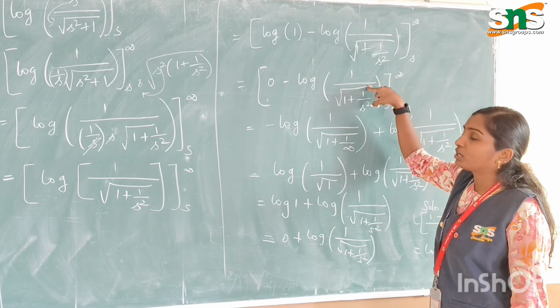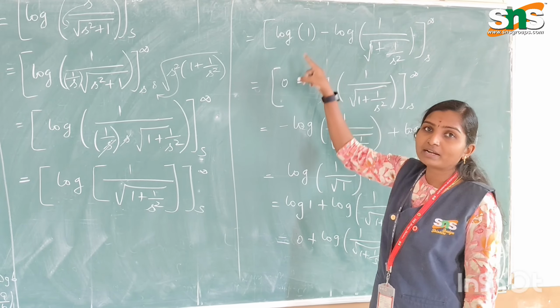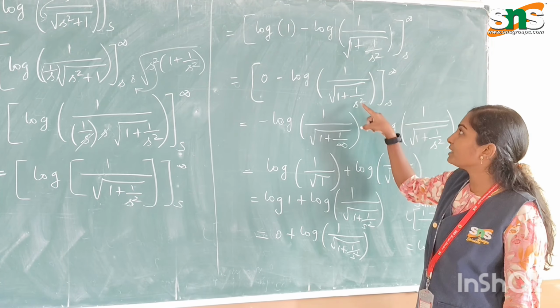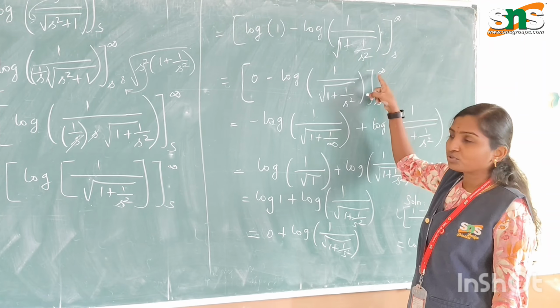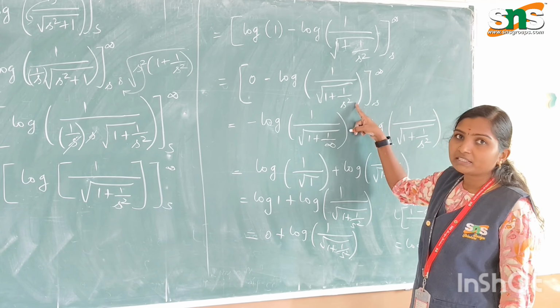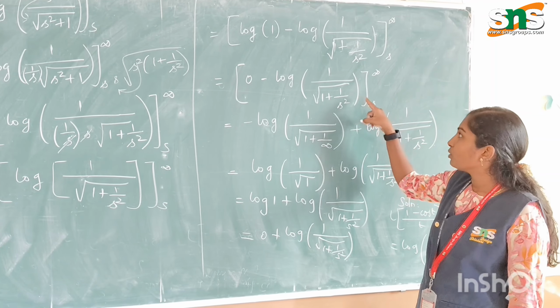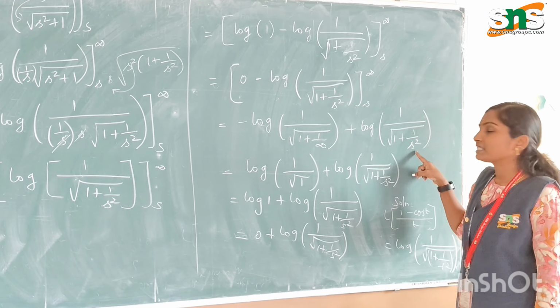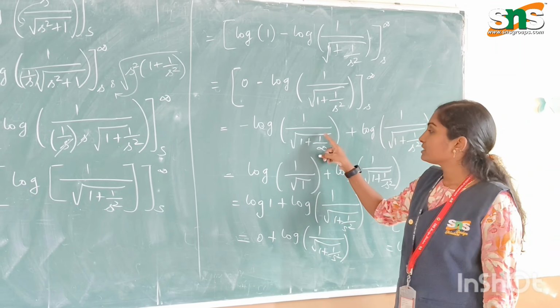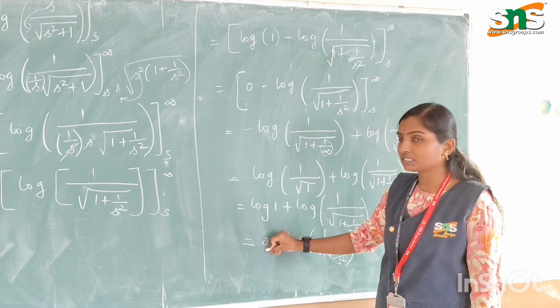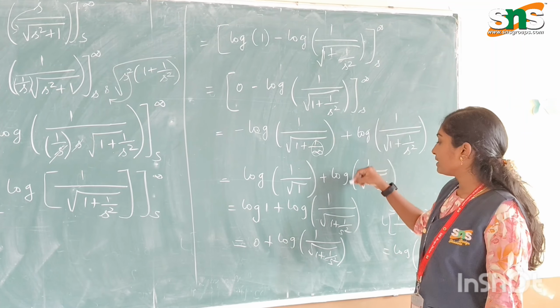So, in the next step, what have we done? We know that log of 1 is 0, and log of 1 divided by root of 1 plus 1 by s square within the limit s to infinity. Now, we can apply the limit here. What is our upper limit? Infinity has been applied here. What is the lower limit? Yes, it has been applied here. Now, what will be this value? This value becomes 0. So, 1 by root 1 is 1, and log 1 is 0. So, all the other terms remain the same.